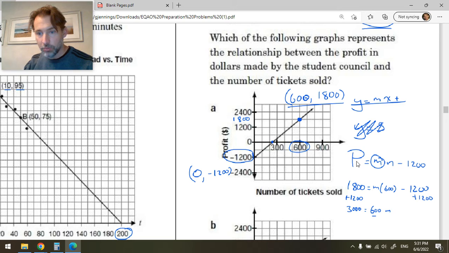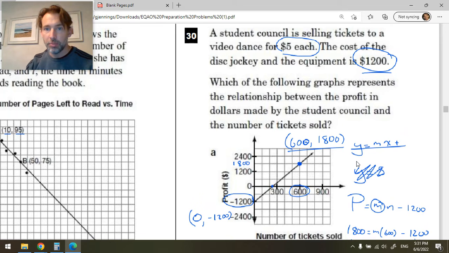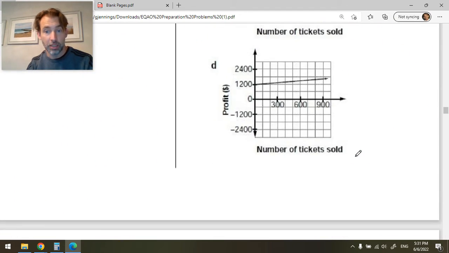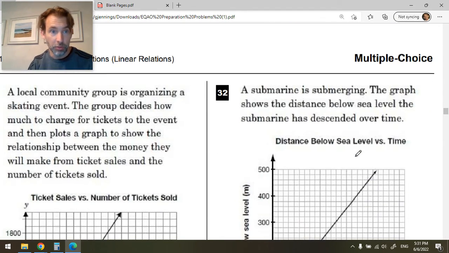$3,000 is equal to 600 times M. Then we divide both sides by 600 to find 5 is equal to M. That was what we were told up here, $5 each. So A is the correct answer. All right, let's keep going. 3 more questions, then I'll take a break and get my whole computer unbroken again.